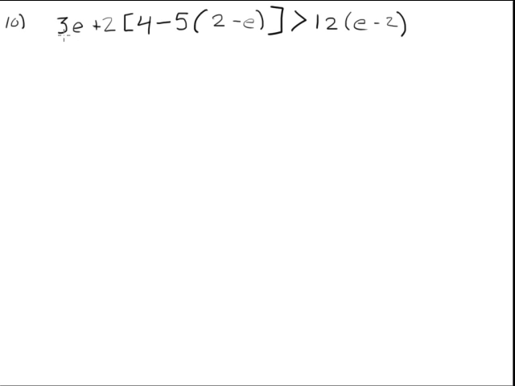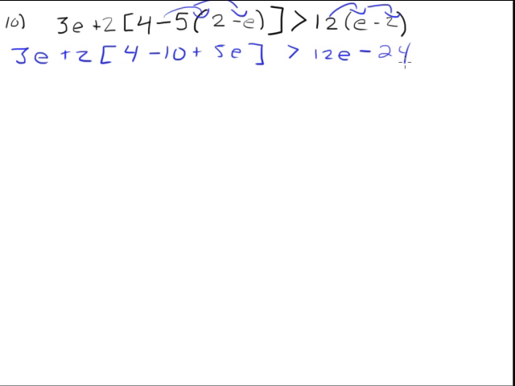Alright, so here I have 3e plus 2, square brackets, 4 minus 5, in brackets, 2 minus e, close the round, close the square bracket, is greater than 12, open bracket, e minus 2. So let us distribute this negative 5 to open up the innermost brackets here. So I have here 3e plus 2 in brackets 4 negative 10 plus 5e, less than, let's distribute this 12 here. So I'm going to have 12e negative 24.